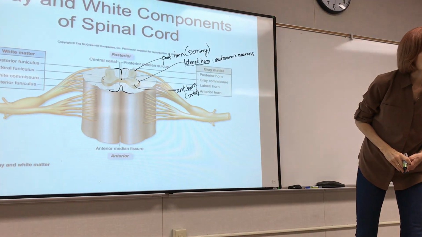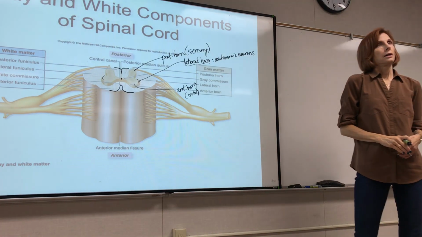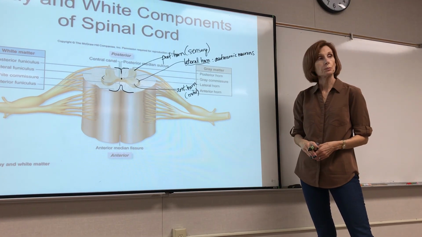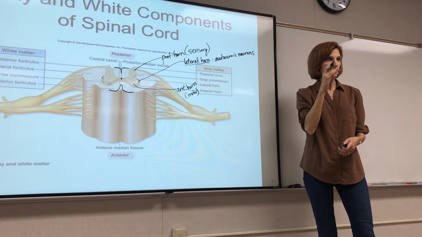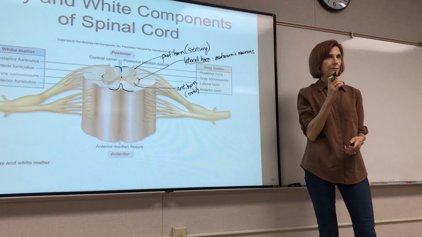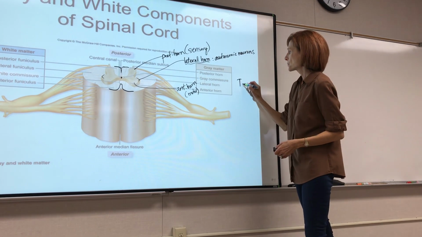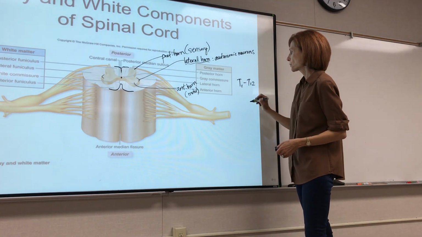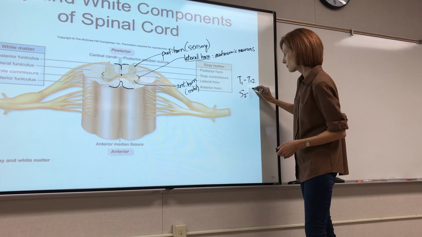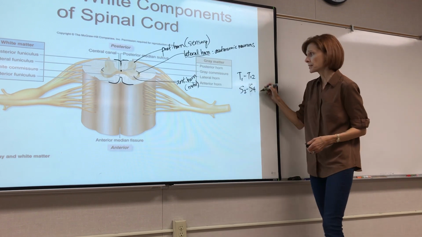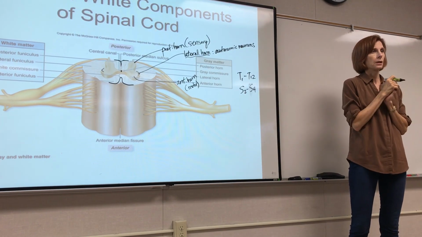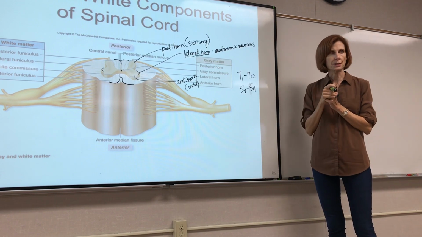Which ones do have the lateral horn? The cord is divided up into segments, just like our spinal nerves have numbers. Those segments of the cord have numbers. So those levels would be T1 through T12 of the cord and S2 through S4. This is where we have autonomic neurons exiting from the spinal cord, in those parts of the cord.